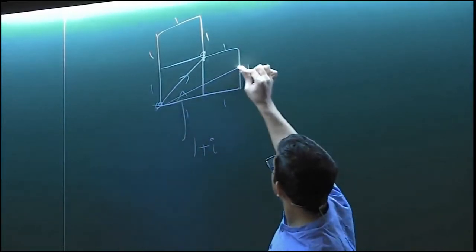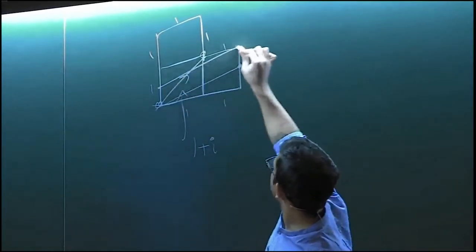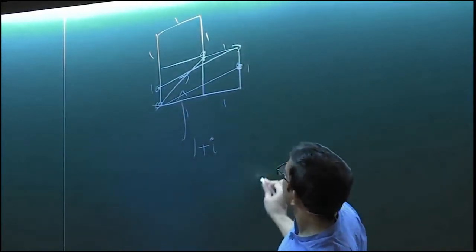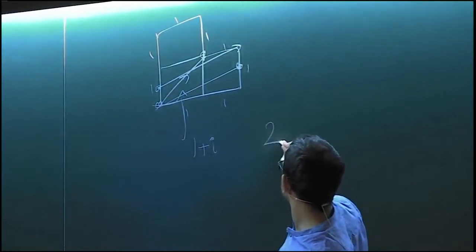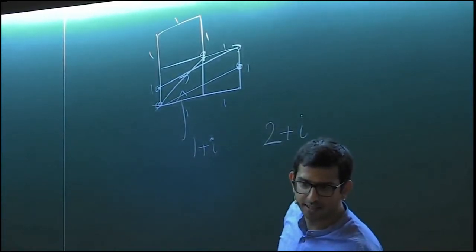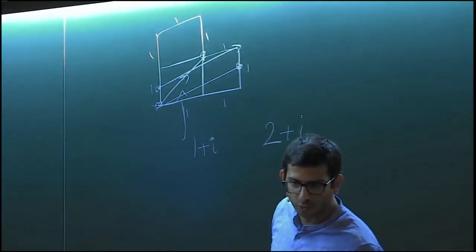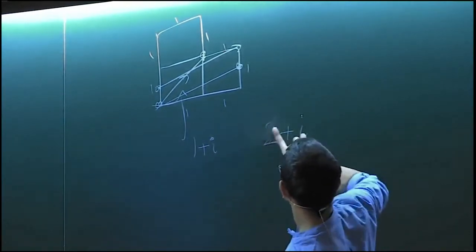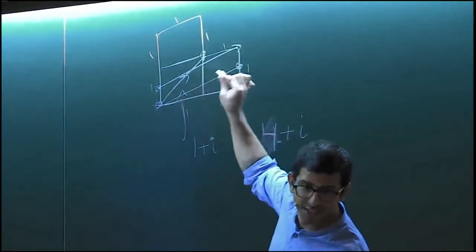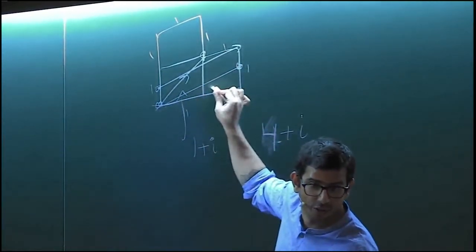If I go this one, which goes halfway up and then like that, right? That's also a saddle connection. And that has holonomy vector, well, I've gone across 2 and up 1. So that has holonomy vector 2 plus i. Right? Just to indicate what holonomy vector. Actually, sorry, not 2, 4. Because I went across this thing twice. Right? I went horizontally 4 and up 1.